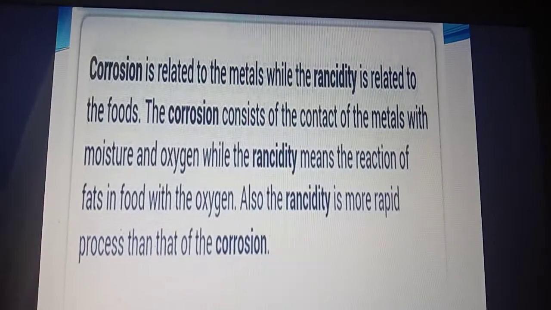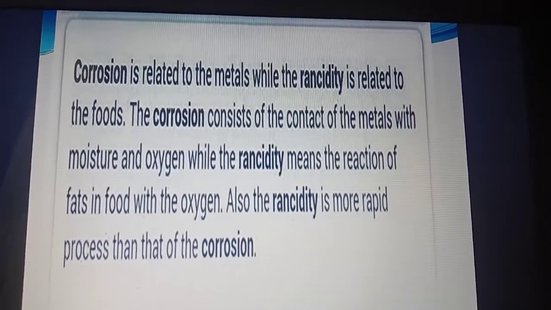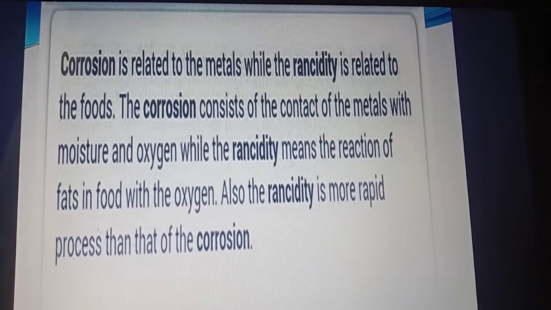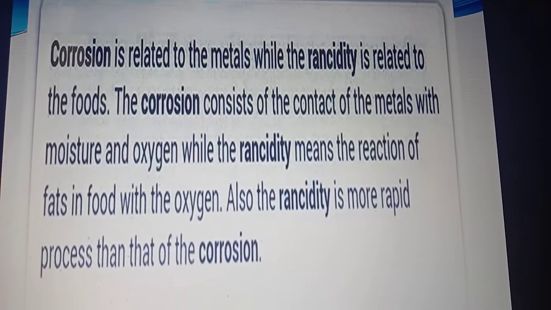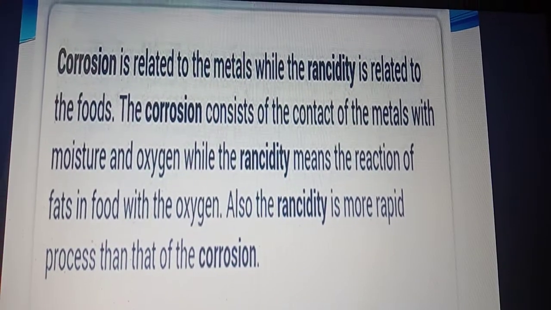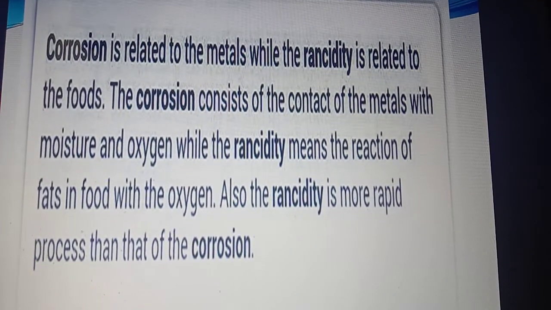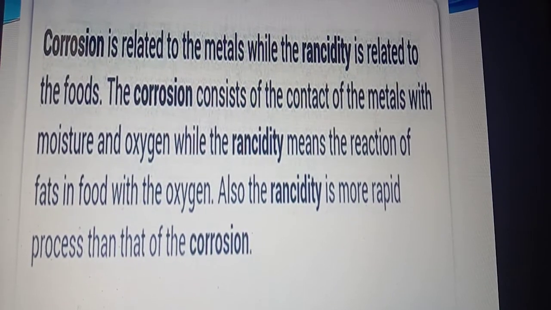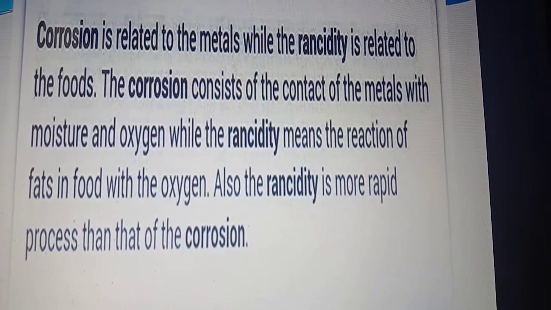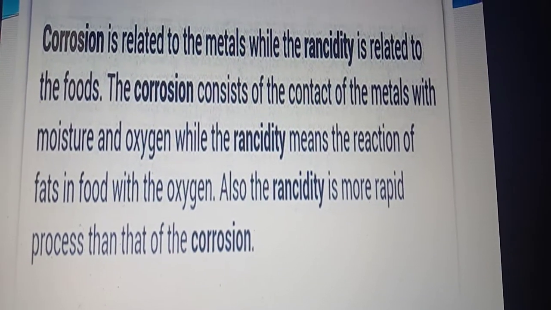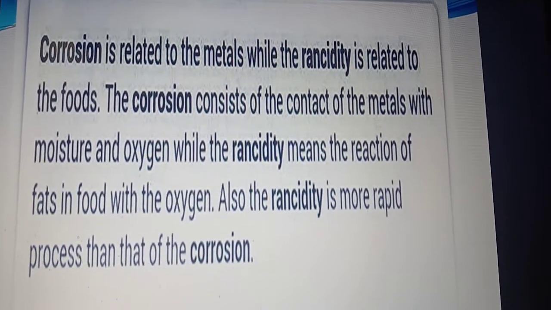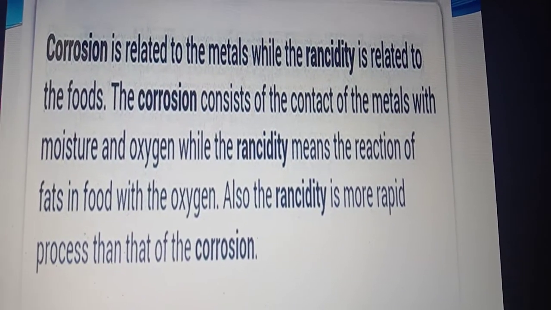Now, finally, we'll see how corrosion and rancidity differ from each other, though they are similar in this respect that both of them are a process of oxidation. Now, corrosion is related to the metals, while rancidity is related to foods. Corrosion consists of the contact of the metals with moisture and oxygen, while rancidity means the reaction of fats in food or oils in food with the oxygen. Also, rancidity is more rapid process than that of corrosion. So here we can see two main differences between corrosion and rancidity.